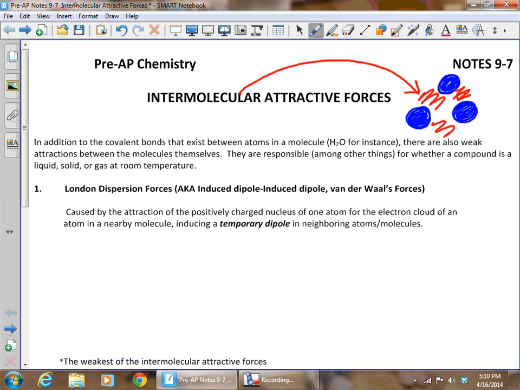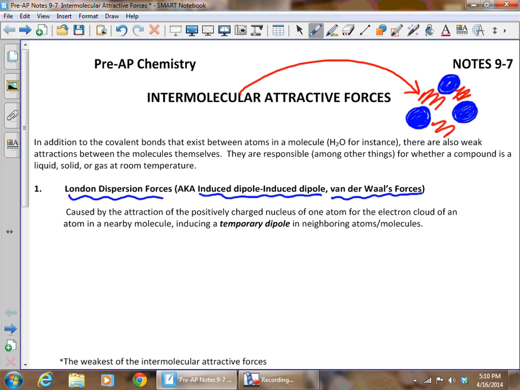And those intermolecular attractive forces between the molecules are responsible for, among other things, whether a compound is a solid, liquid, or a gas at room temperature. So it gives it some of its characteristics. Now there are three main types of intermolecular attractive forces. The first of these is called the London dispersion forces, sometimes called induced dipole, and also known as van der Waals forces.